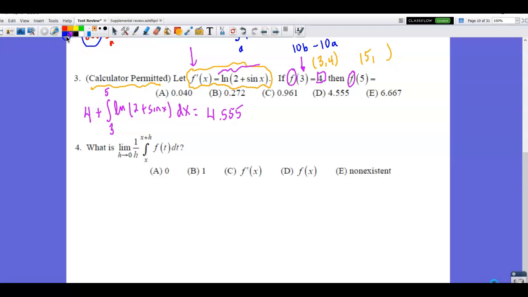Number 4 is a very interesting problem. It has a lot of mathematical symbols in it. It says the limit as h approaches 0 of 1 over h of the integral of x to x plus h of f of t dt. What the heck? Now, hopefully you were alerted by the limit as h approaches 0 and there's h's in there. I hope you are wondering, is this somehow a derivative?